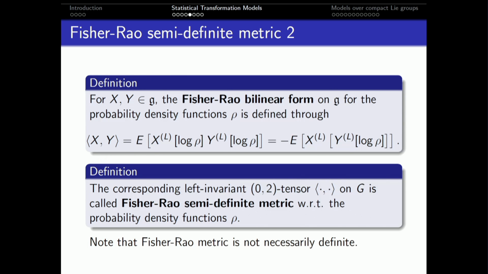And this actually gives a notion of the Fisher-Rho bilinear form on the Lie algebra, which is by definition given by this, and I denote it with this parenthesis. And of course, since this is a bilinear form on the Lie algebra, naturally we can extend it to the left invariant 0-2 tensor on the Lie group by the straightforward trivialization of the tangent bundle to the Lie group. But what is important is that this Fisher-Rho metric is not necessarily definite. And we will observe such a situation in a more particular case.